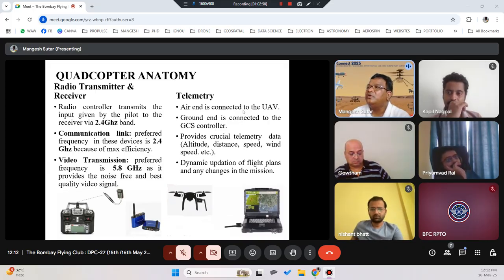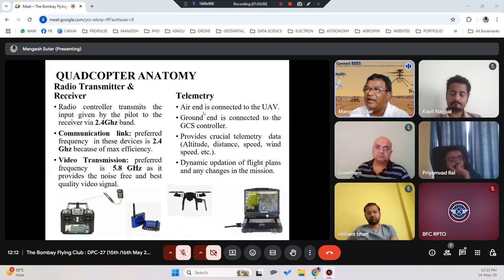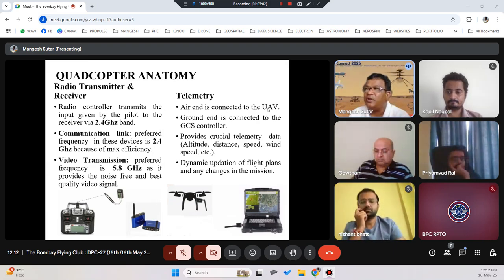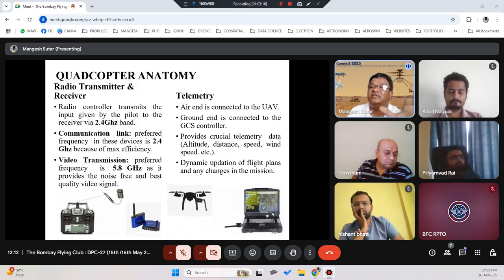So telemetry, that is the topic. The air end is connected to the UAV. The ground is connected to the GCS control. The GCS control can be a laptop also, or there are dedicated GCS controls. The dedicated GCS controls are meant for use in very hostile conditions. Like if I am using it in desert locations or a mission-critical operation, I will have this case, where I can just open it and start using it.